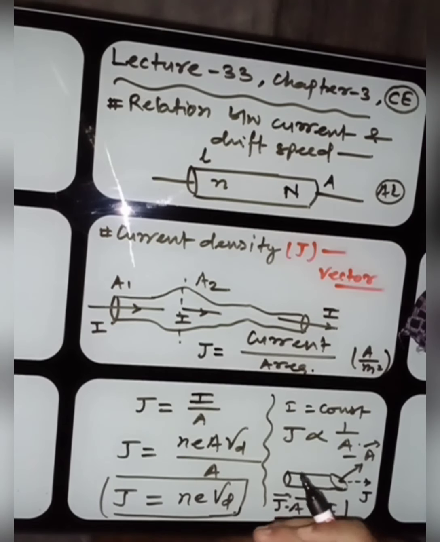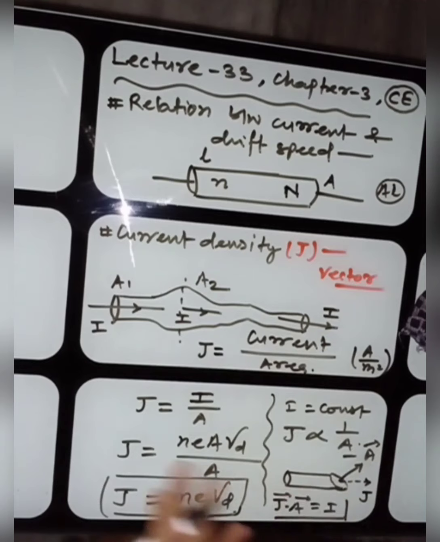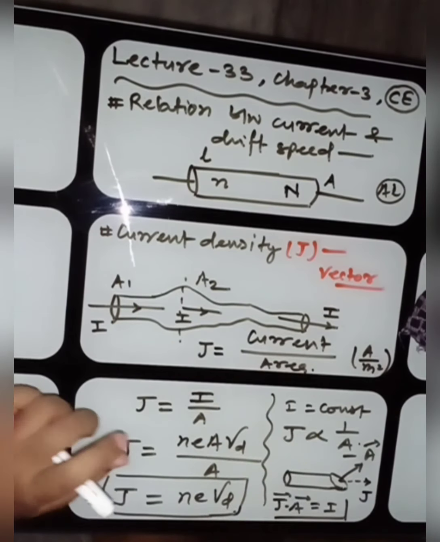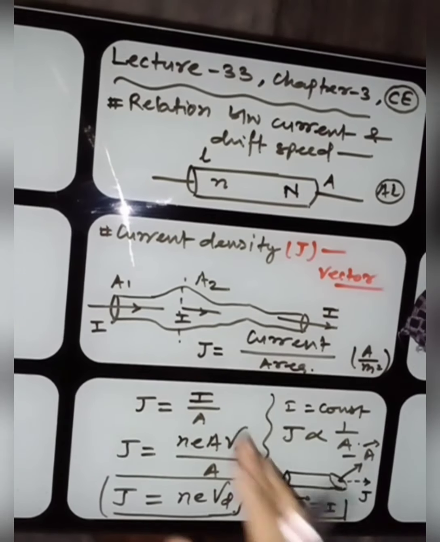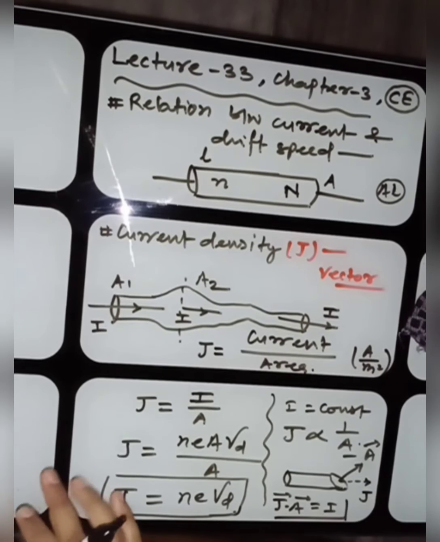It is not very tough, it is very simple to understand, my dear student. Okay, now a very simple question I'm giving you to solve on the basis of this particular relation, that is the relation between the current density and the drift speed. So write down the question and data, my dear student.